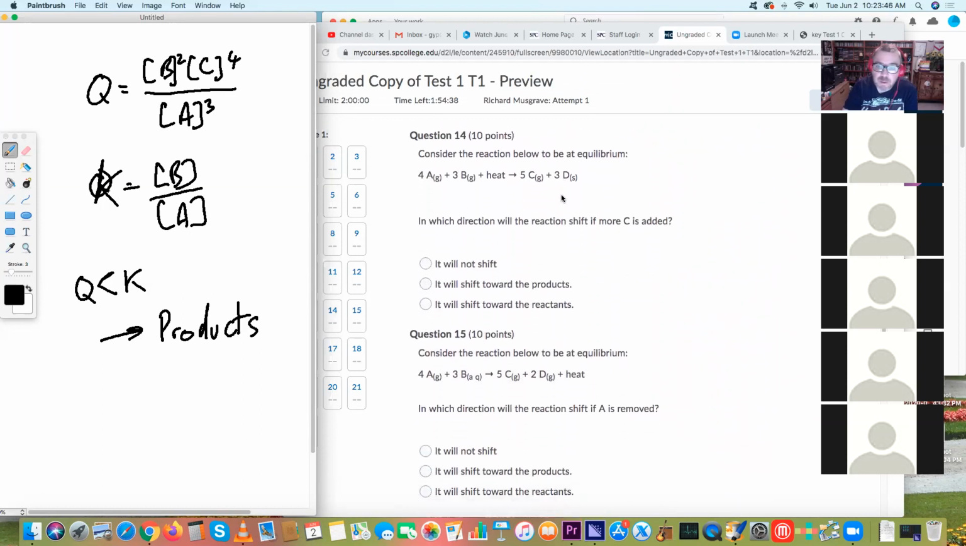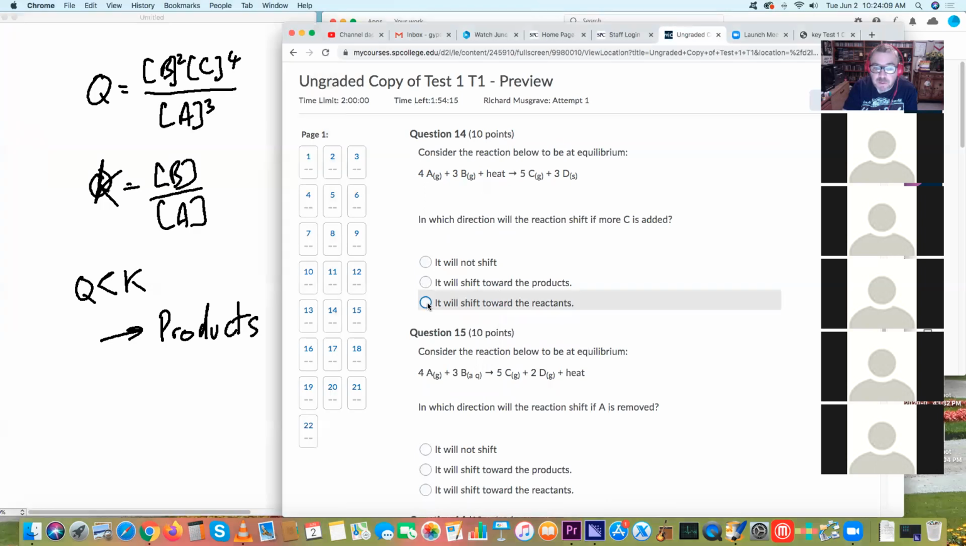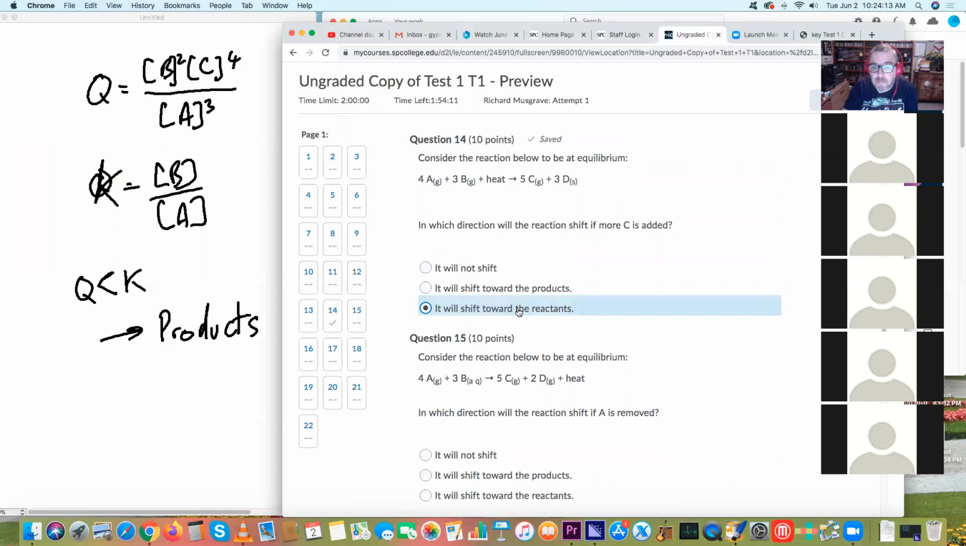Number 14, consider the reaction below to be at equilibrium. In which way will the reaction shift if more C is added? So here I'm just looking for a direction. If more C is being added, then we're increasing the amount of C on this side. And what will happen is that the C needs to get used up, which means it will go towards the reactant side. So it will shift towards the reactants. That would be the answer I'd put for that. Does anybody have any questions about number 14?